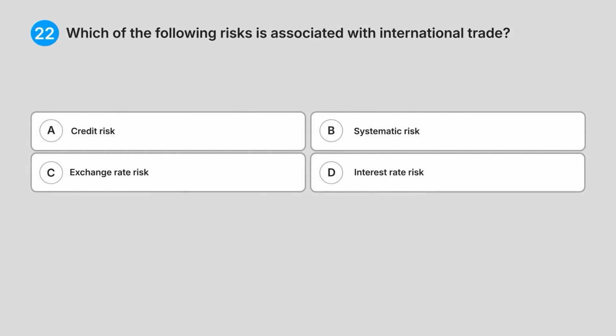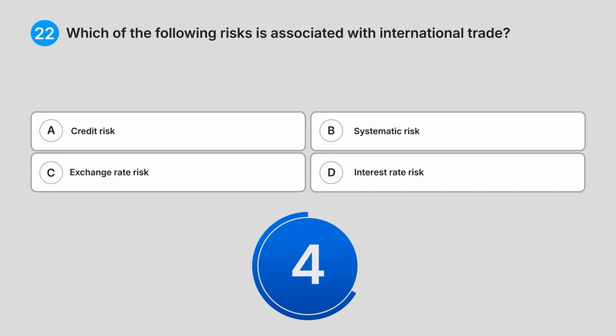22. Which of the following risks is associated with international trade? A. Credit risk. B. Systematic risk. C. Exchange rate risk. D. Interest rate risk. Can you guess the answer?